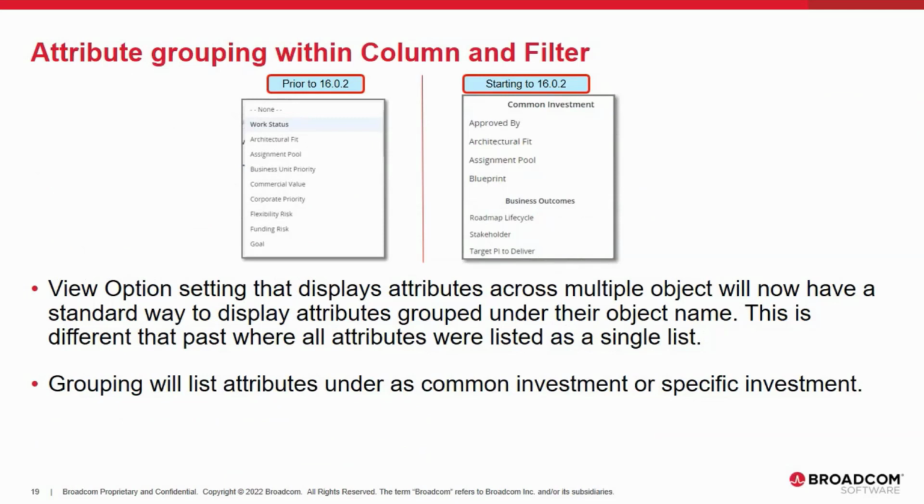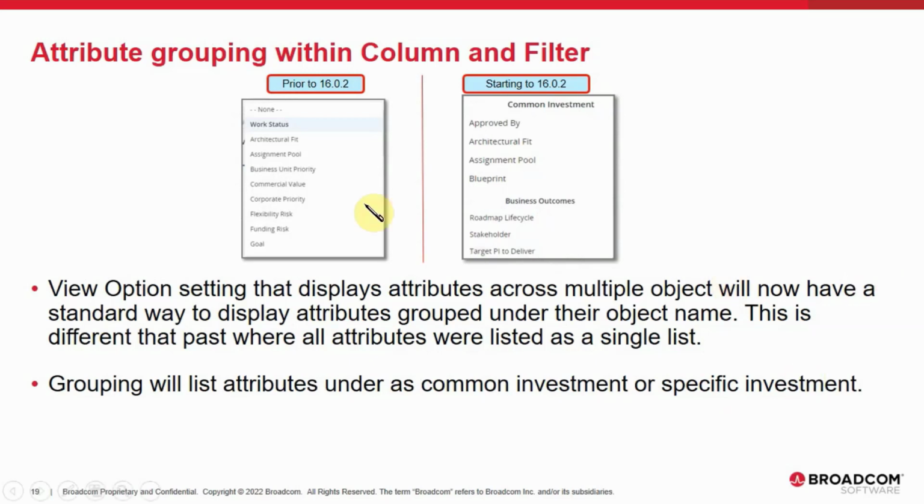Starting 16.0.2, we are also standardizing how the column and filter attributes are going to be grouped. In the previous releases, in certain parts of the application, you would see that the attributes within an object would be listed under the object name, and in other parts of the application, you would see that all the attributes were listed just all together.